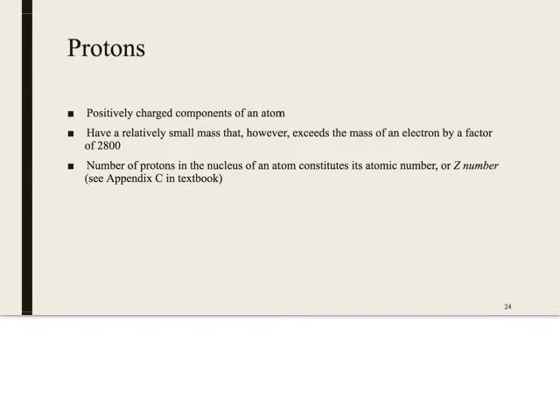Protons. This is, like we said earlier, the positively charged component of an atom. There are some forms of nuclear decay that could actually eject a proton. For the most part, we don't really need to think about that in this class. We just need to know that they are protons. The number of protons in an atom tells us what element it is.